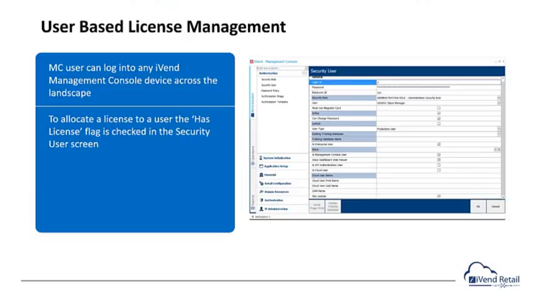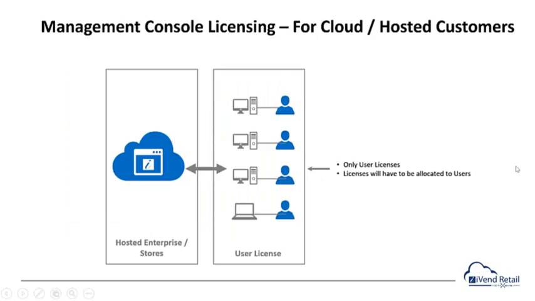So all that I just told you about is when you have perpetual licensing, essentially an on-premise deployment, you have the option as a retailer to specify that a certain set of devices are device-based and a certain set of users are user-based licenses, and you can always mix and match. So that's how the two work.